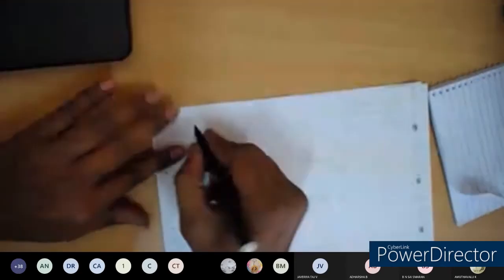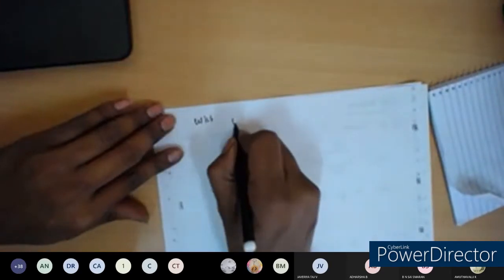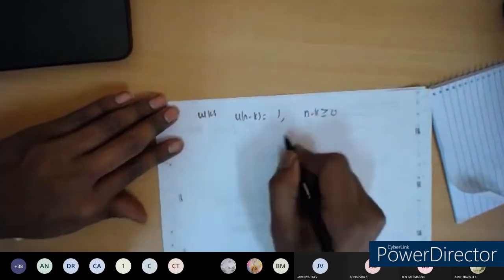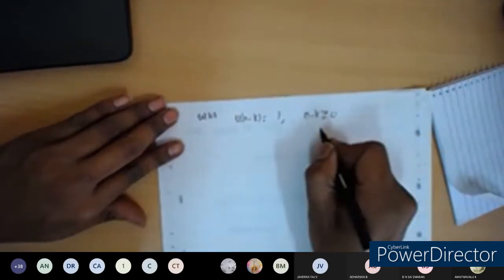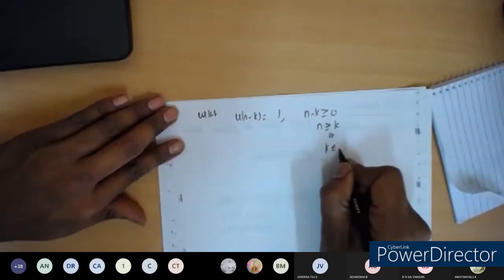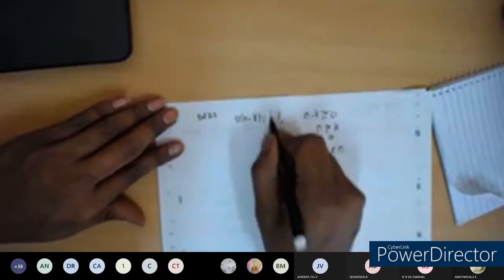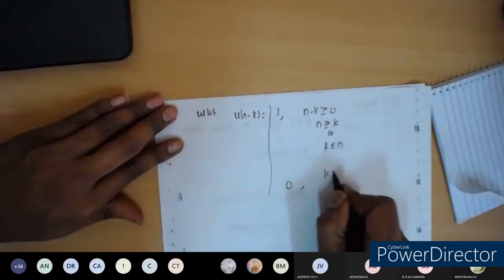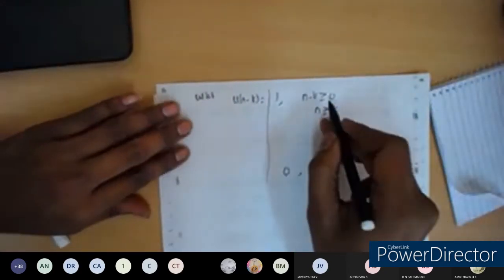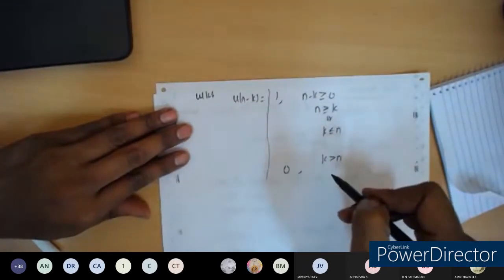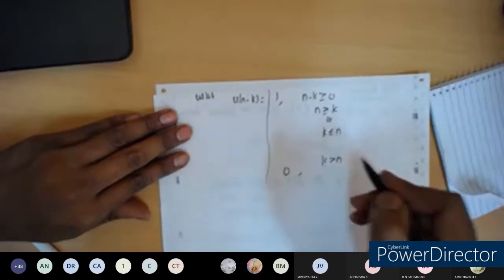We know that u of n minus k is equal to 1 when n minus k is greater than or equal to 0, or if I send k to this side, n is greater than or equal to k, or I can write k is less than or equal to n. So this is equal to 1, and it will be equal to 0 for k greater than n. Why? Because the summation is a function of k.